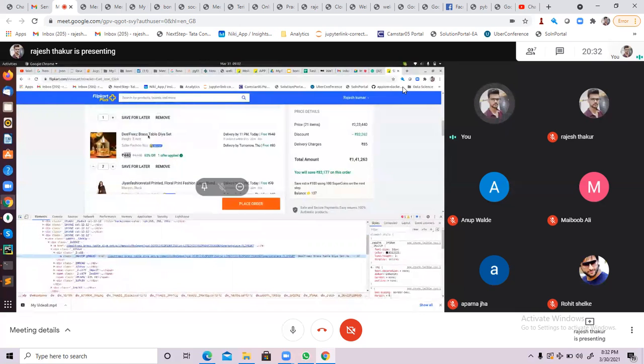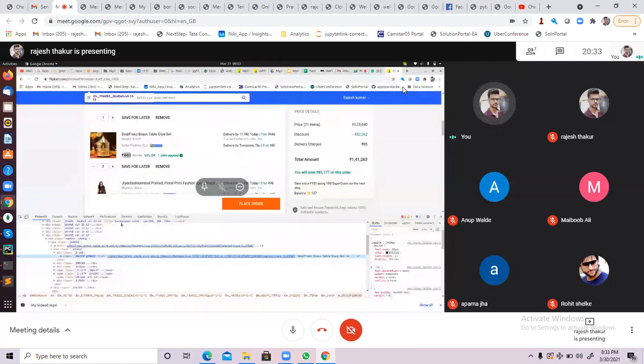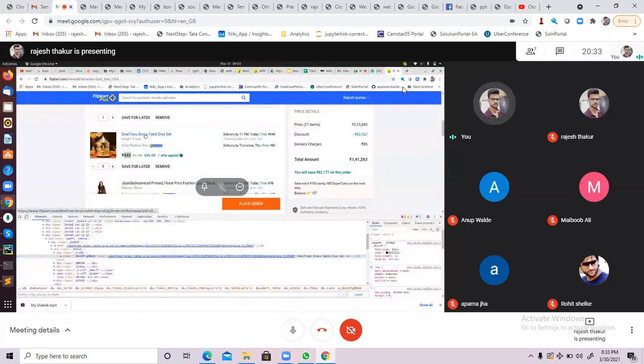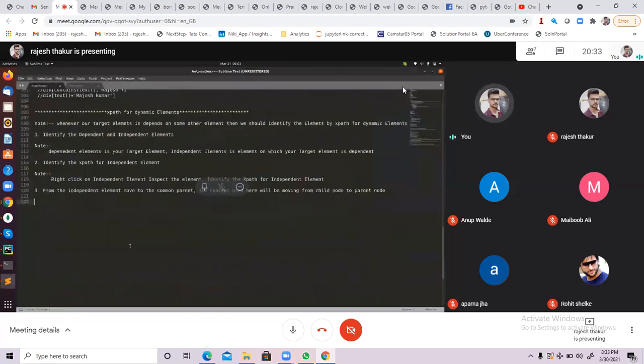So what is saying second point? Identify the XPath for independent element. Okay, so what is the XPath for this? Can anyone please write the XPath for this? So I can go with anything. I can go with the contains text function, contains attribute function. So let me go with that only.